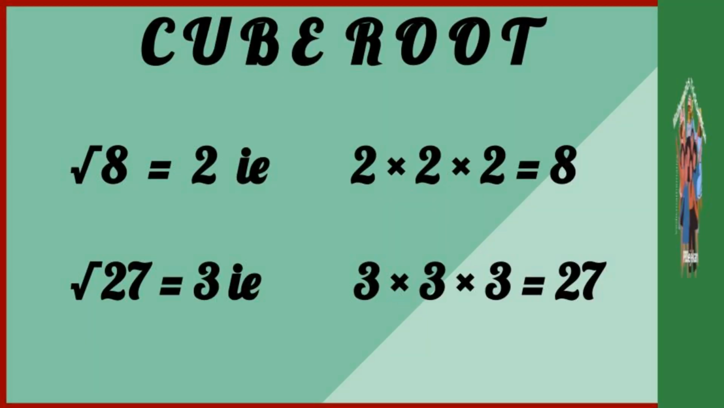Now what is a cube root? In simple words, the cube root of a number is a number which, when multiplied 3 times by itself, gives the number. Cube root of 8 is 2 and cube of 2 is 8. Similarly, cube root of 27 is 3 and cube of 3 is 27.